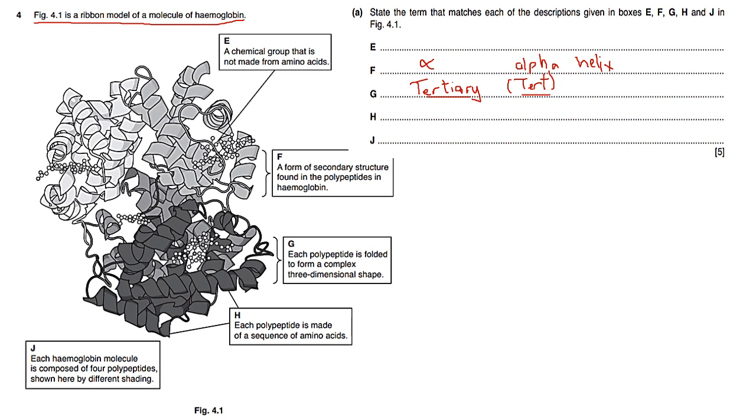As you should. So H here, each polypeptide is made of a sequence of amino acids. I've just said it. That is the primary structure of the protein. And J says each hemoglobin molecule is composed of 4 polypeptides, shown here by different shading, and that tells you that it's a quaternary structure. So J would be quaternary structure because it's just telling you that this has 2 or more polypeptide chains, and that is the definition of a quaternary structure.